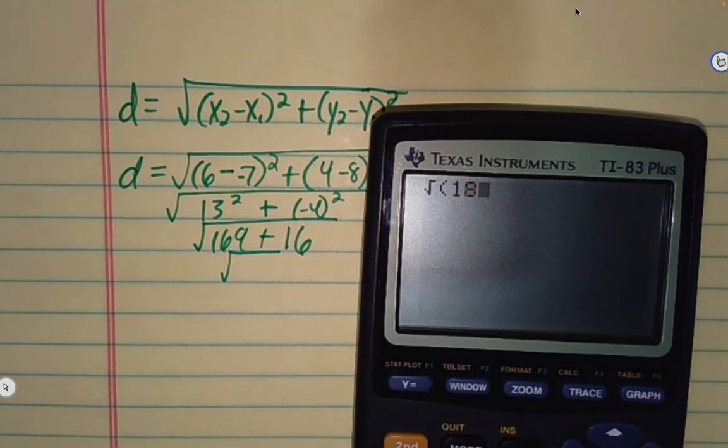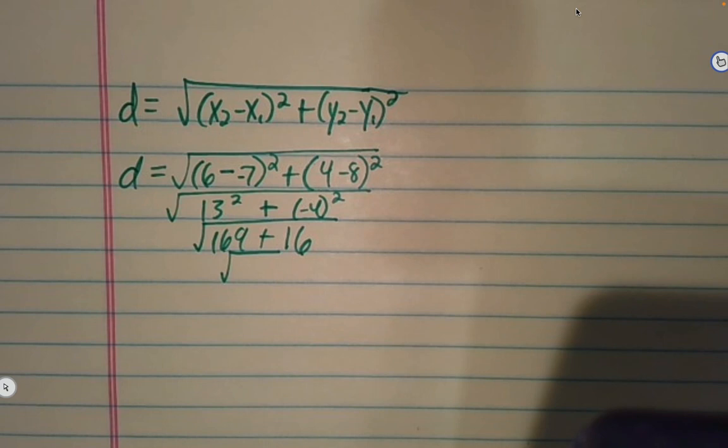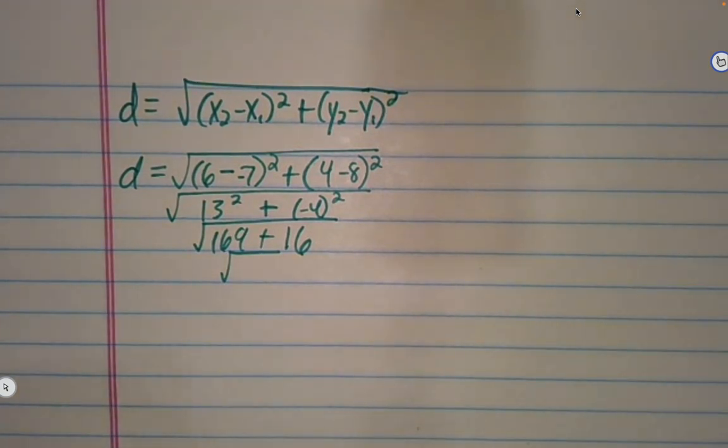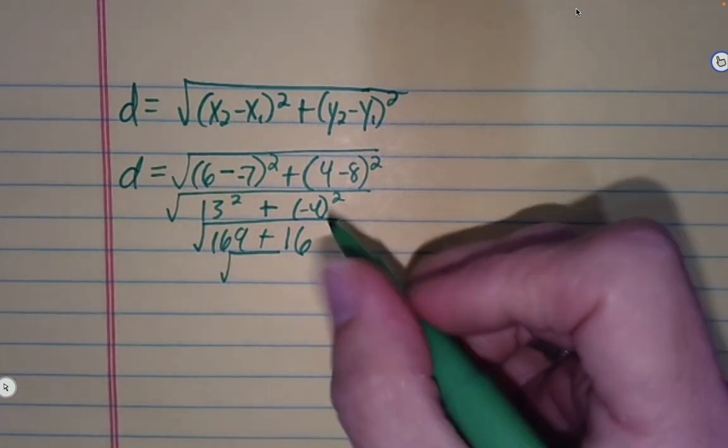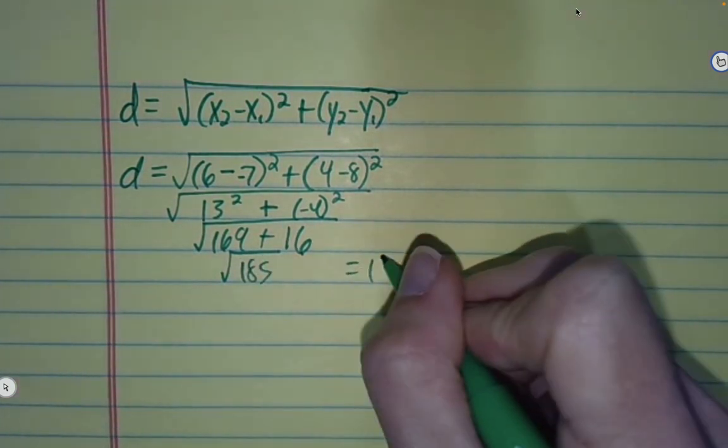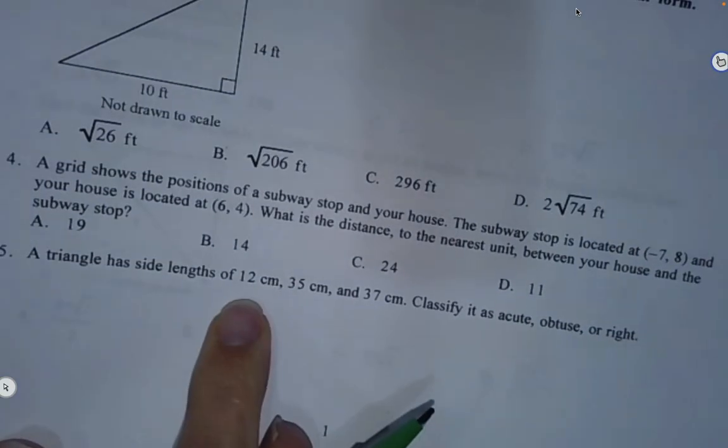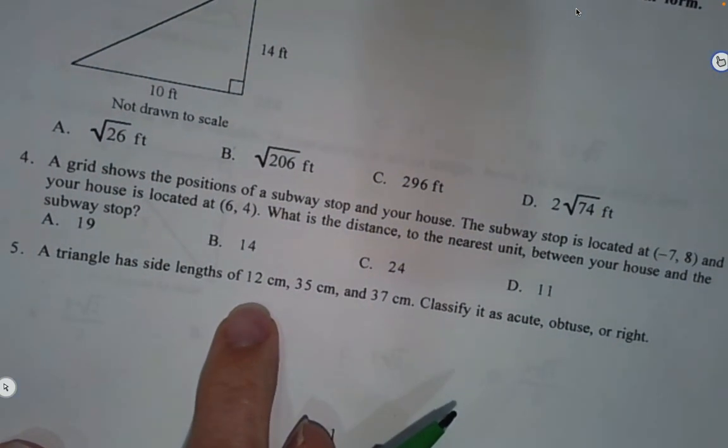185? Or I got, wait, 116. Oh, I put 196, sorry. Okay, I was going to say, I got B. I got like 13.6. Let's see. Yeah, I got 13.6. So if you look at your answer choices, that would match the one that's 14. That would be B. Are we good with that?